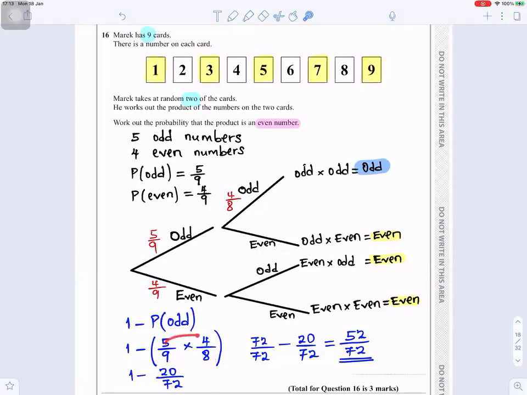So 5 times 4 is 20, 9 times 8 is 72. So 1 minus 20/72, you can have 1 as 72/72 minus 20/72. That gives you 72 minus 20 is 52/72. So it's quicker to find the probability of getting an odd and subtract it away from 1, and that gives you the even because there's 3 even. Or you can find each of the evens and add them up, but that will be longer.